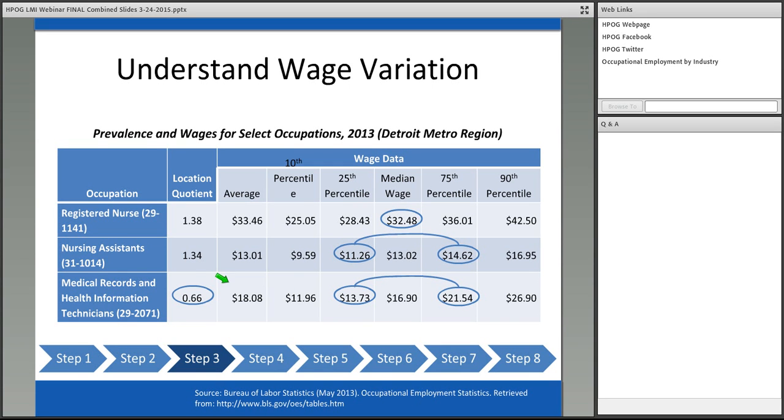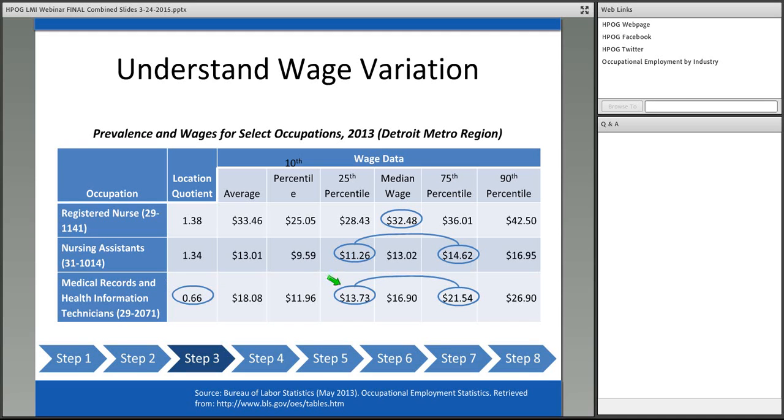In terms of looking at the health information technicians, one of the things we see is that the location quotient is less than 1, indicating that health information technicians are less prevalent in Detroit than they are nationwide, which is a bit surprising given the size of the healthcare industry already in this region.